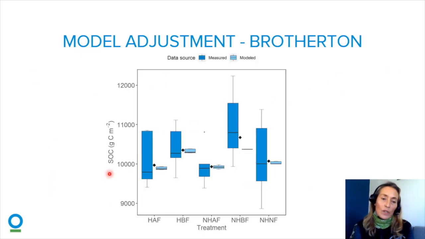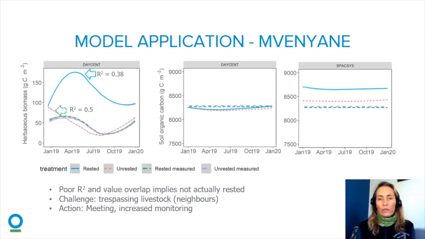And also, if we look at soil organic carbon, we see that the measured soil carbon overlaps well with the modeled carbon as well, and the trend in how the different treatments affect that. So now we can apply that model to the Mvenyani communal area using the local climate and soil as inputs. And what we see here is the herbaceous biomass.